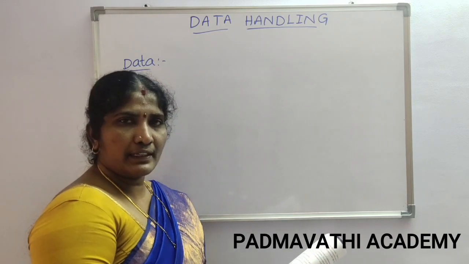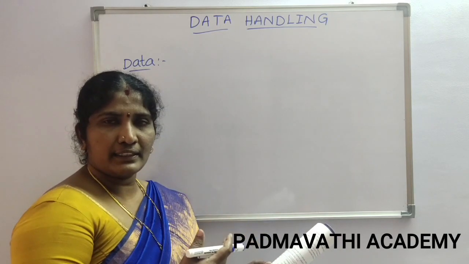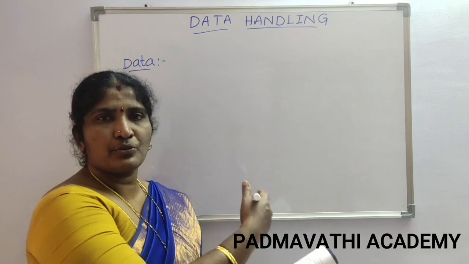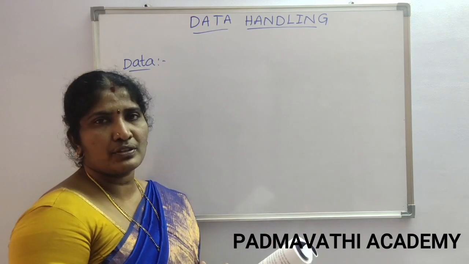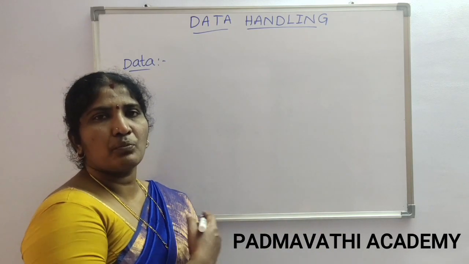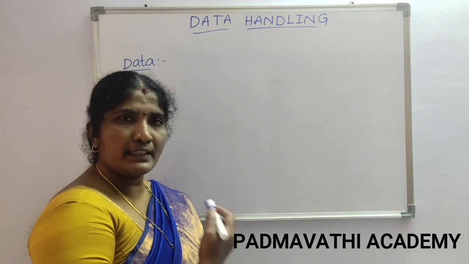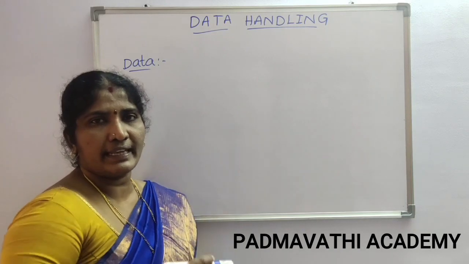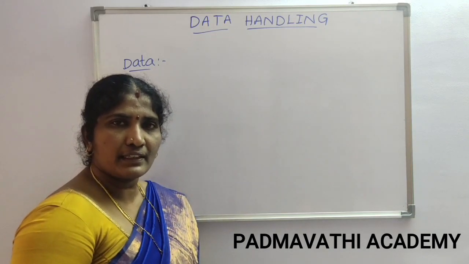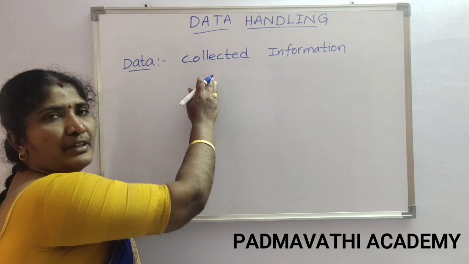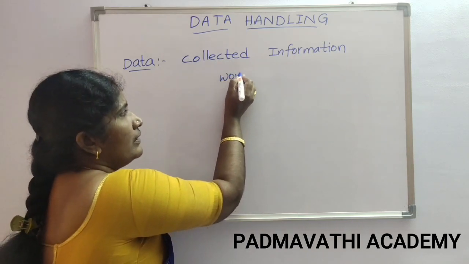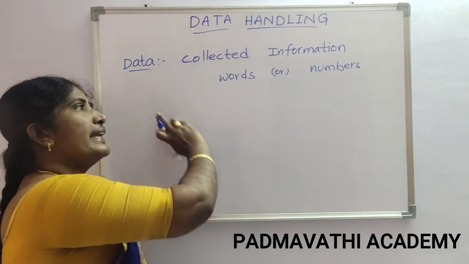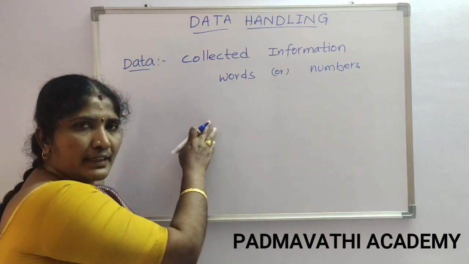Otherwise, we can take one particular city and collect different schools' information, and we can analyze the total number of students in the first school, second school, third school, fourth school, and which school has more students. To analyze these, we want primary information. That information is nothing but data. The collected information is called data. Here, the data will be in the form of words or numbers.